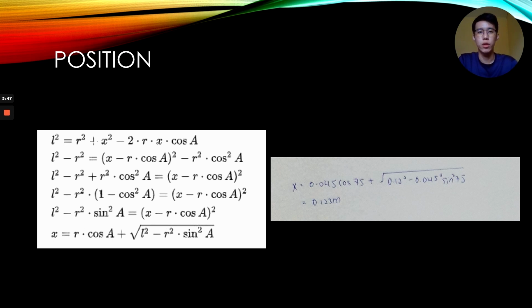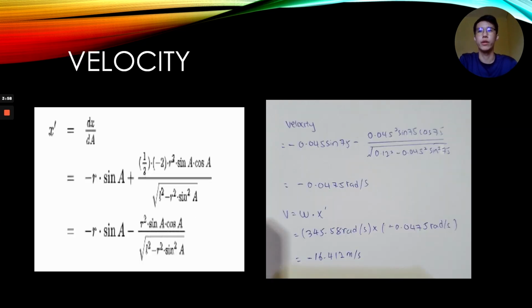Okay, so next is to calculate the position. By substituting the values we calculated earlier into the equations, we will get x of 0.123 meter. The next one is velocity. By deriving the equation earlier, we could get an equation for x prime, and we substitute again the values we have, and we will get negative 0.475 radian per second. Hence we substitute again the value by multiplying by omega, which is the rotational speed. We will get the velocity of negative 16.412 meter per second.